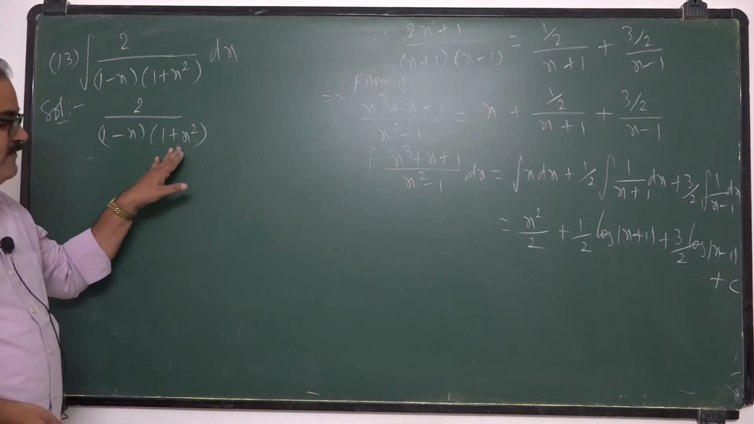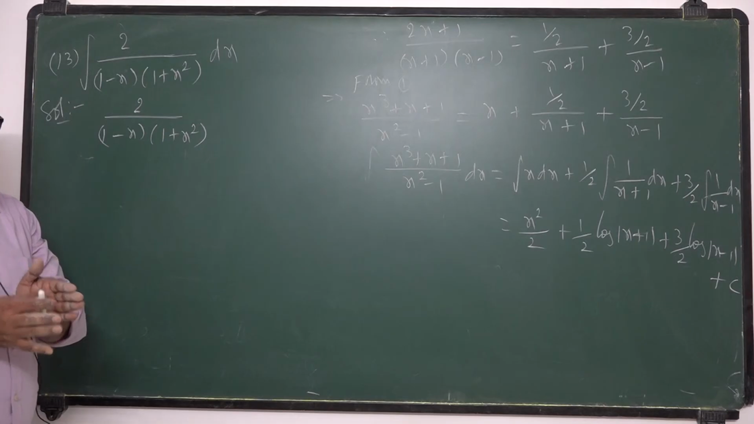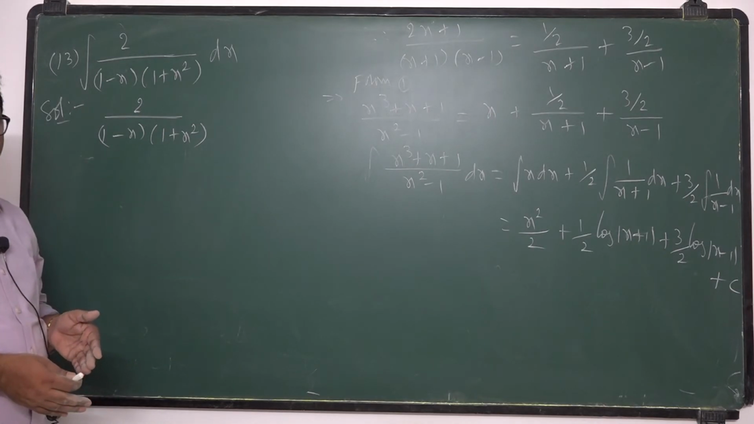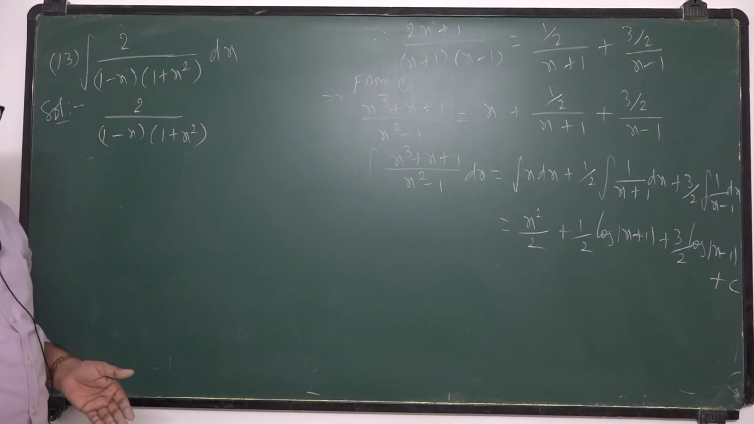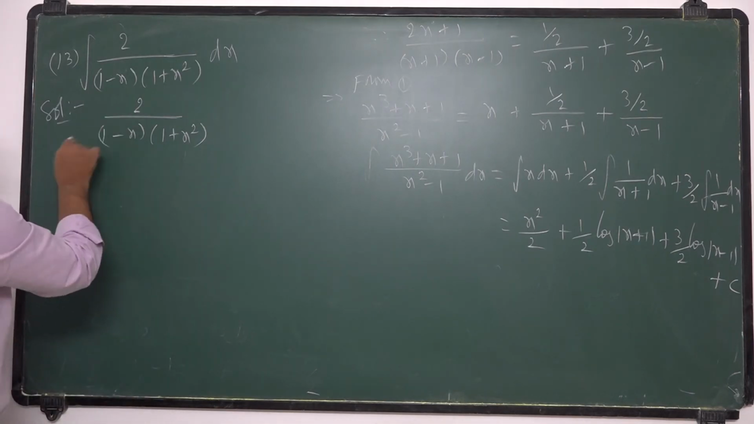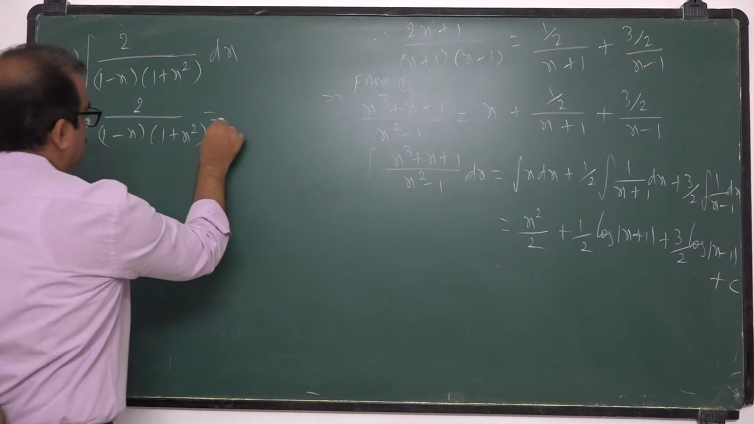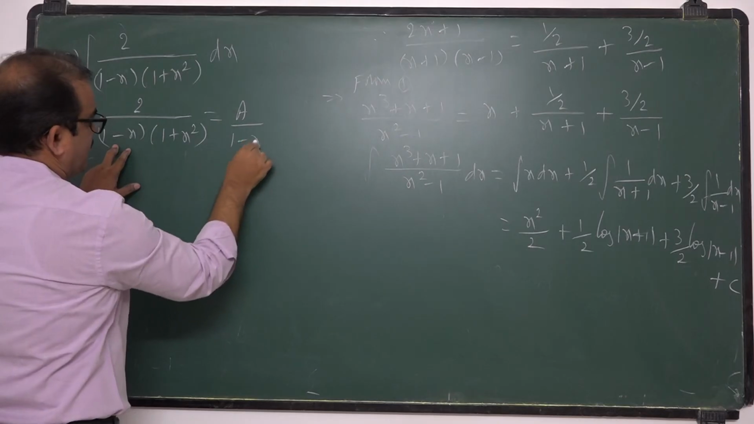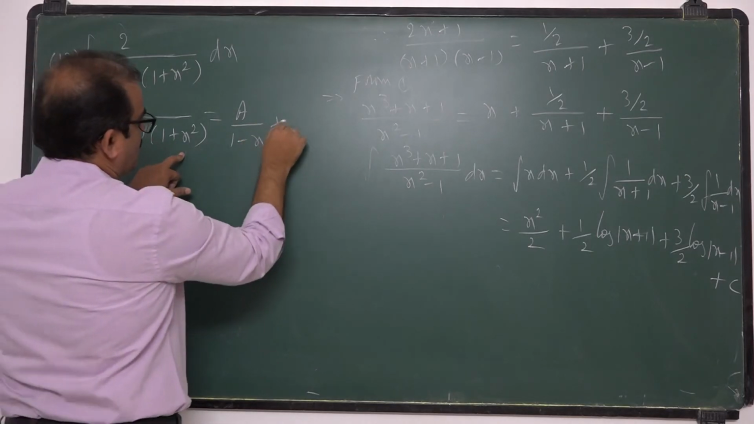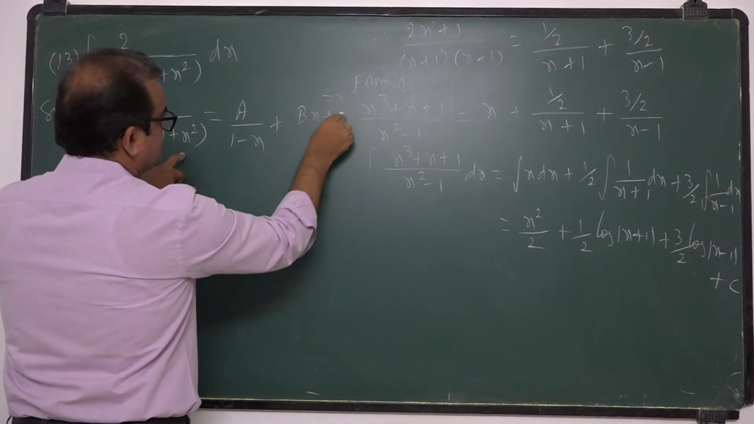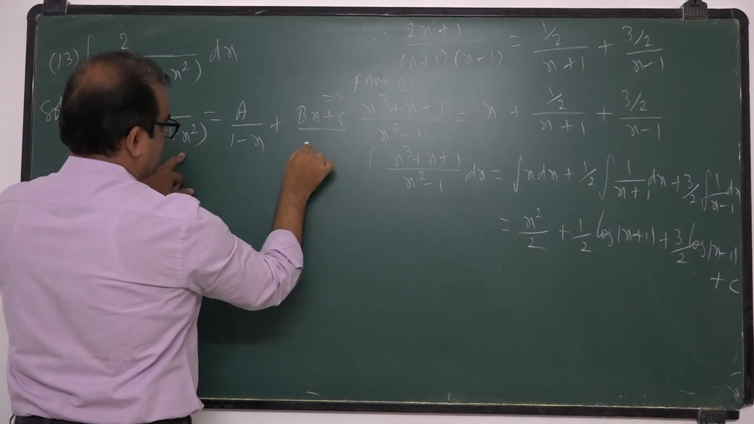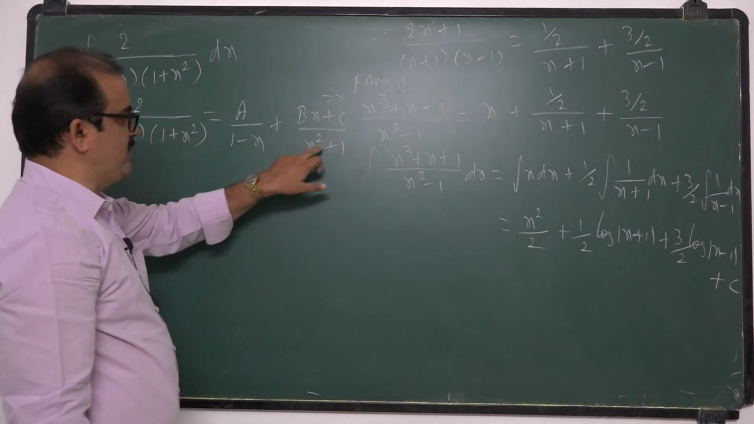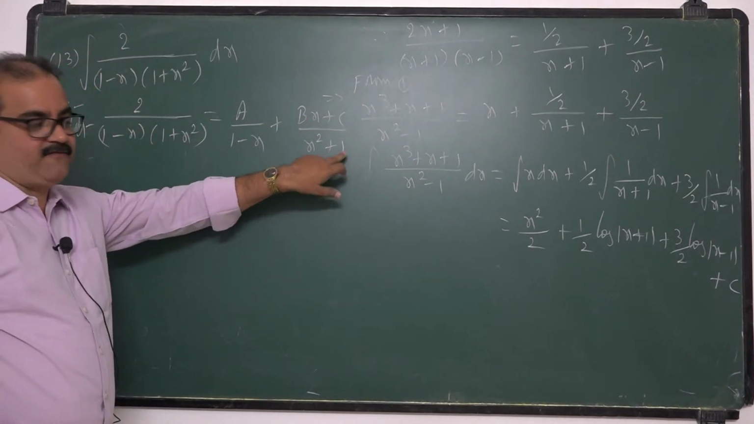If this quadratic factor is reducible, then you reduce it into linear factors. If it is irreducible, then we directly apply partial fractions. Let this be equal to, corresponding to the linear factor, A by 1 minus x, and corresponding to the quadratic factor, Bx plus C by 1 plus x squared, or x squared plus 1. This is the partial fraction corresponding to the quadratic factor.